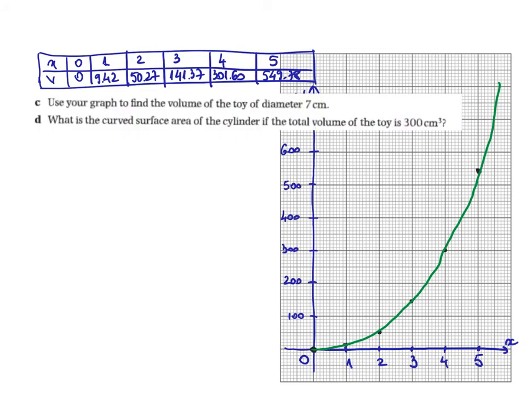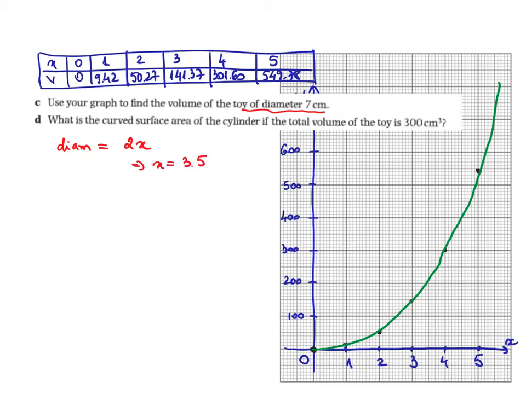Now I brought in here the next two questions so that we can answer them using the graph. Use your graph to find the volume of a toy with diameter 7. So if the diameter is 7, let us remember what x gives me. Looking back at the problem, at the diagram on the previous page, you can pause. The diameter was 2x. So if 2x is 7, it follows that x is 3.5.